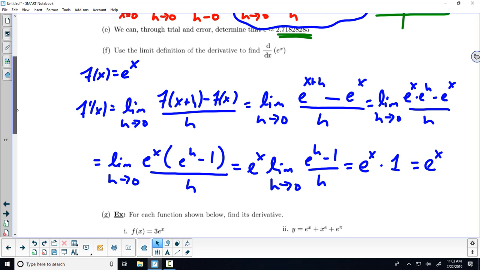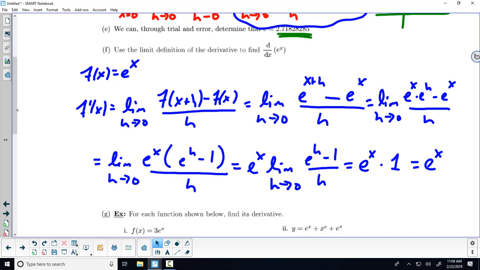Wait a minute. This is kind of interesting. Anyone here from Kentucky? All right. We just took the derivative of e to the x, and what did we get? e to the x. Right? This is the Kentucky function. e to the x is its own derivative. Right?